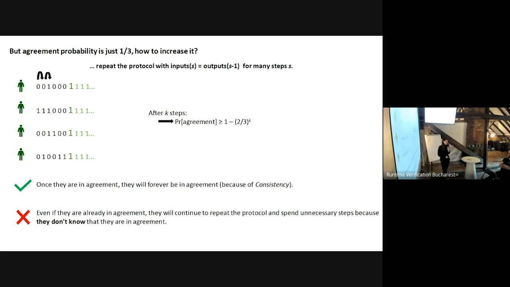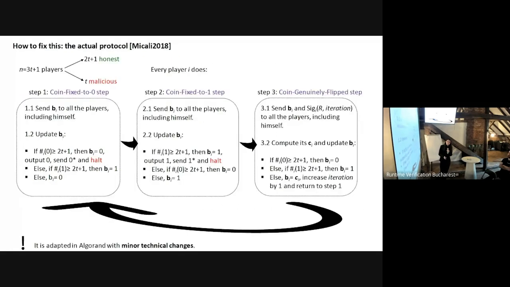Due to the consistency property of the Byzantine agreement protocol, once the players reach agreement, as in the first column with ones, the green ones, they will always remain in agreement in future iterations of the protocol. But the players wouldn't know that they are already in agreement, and they would spend the future steps as being unnecessary. So Micali, the Algorand's proposer, comes with a solution to fix this issue.